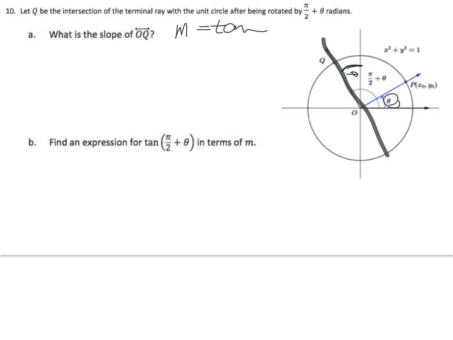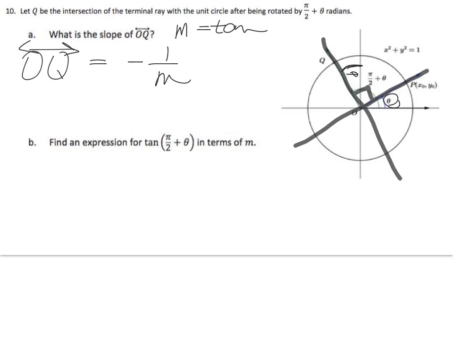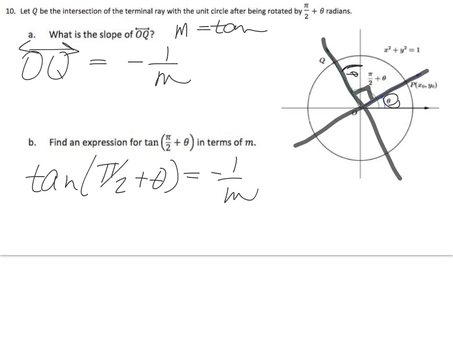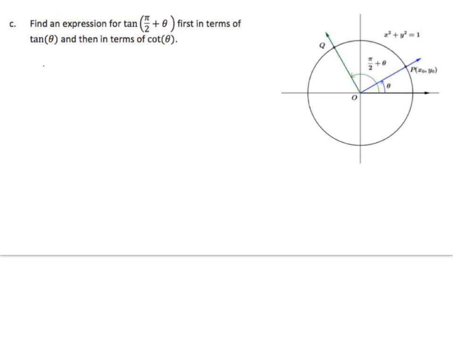So line OQ is perpendicular to OP. What do we know about slopes when they are perpendicular? Yes, opposite reciprocal. So the slope of OQ is opposite sign reciprocal of the slope of OP. Find an expression for tan pi over 2 plus theta in terms of m. And then find an expression for tan of pi over 2 plus theta in terms of tan theta, and then in terms of cotangent theta.